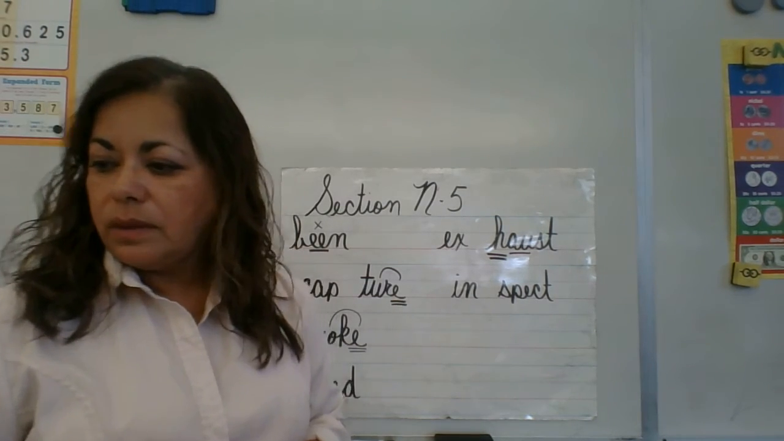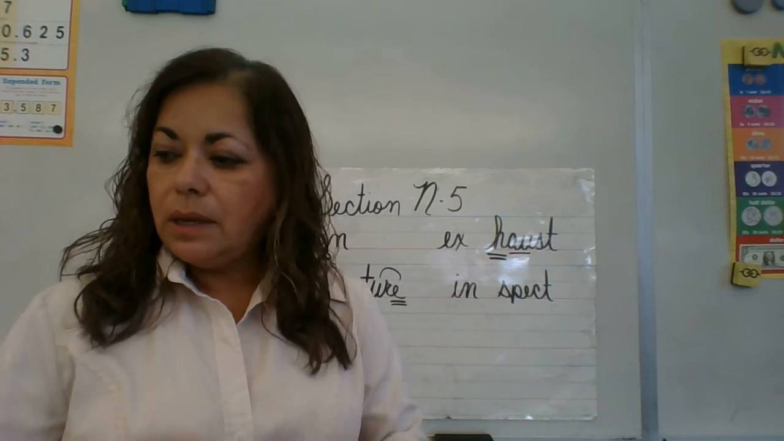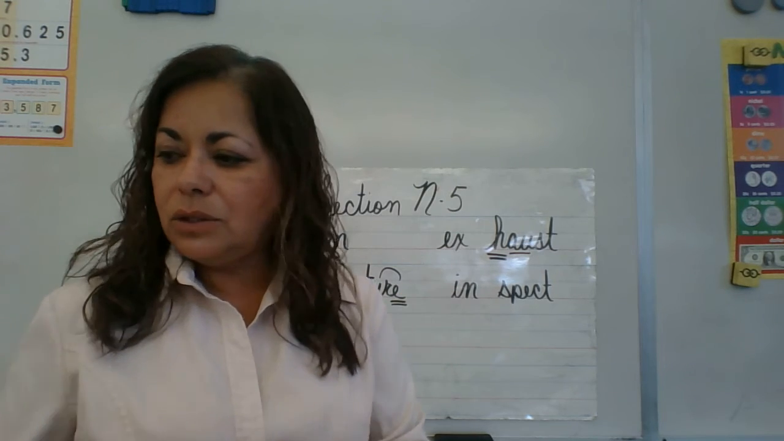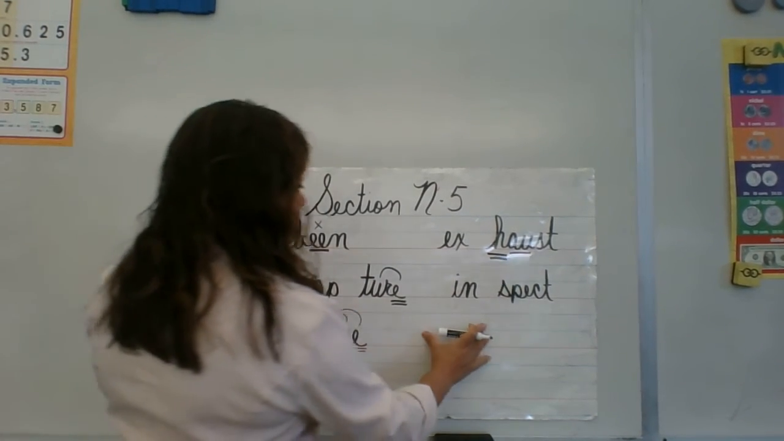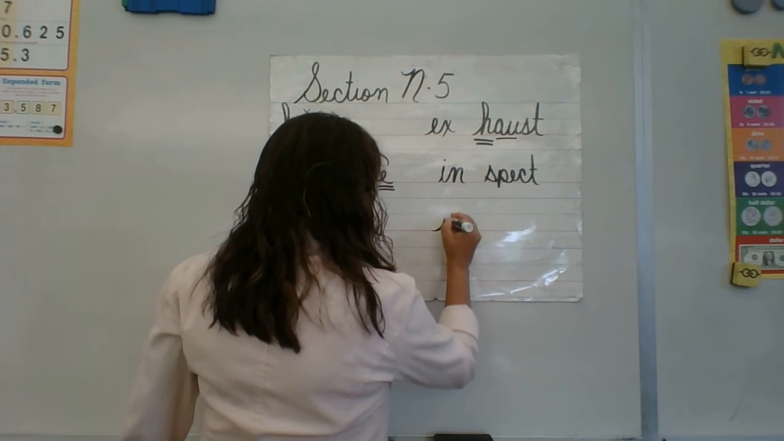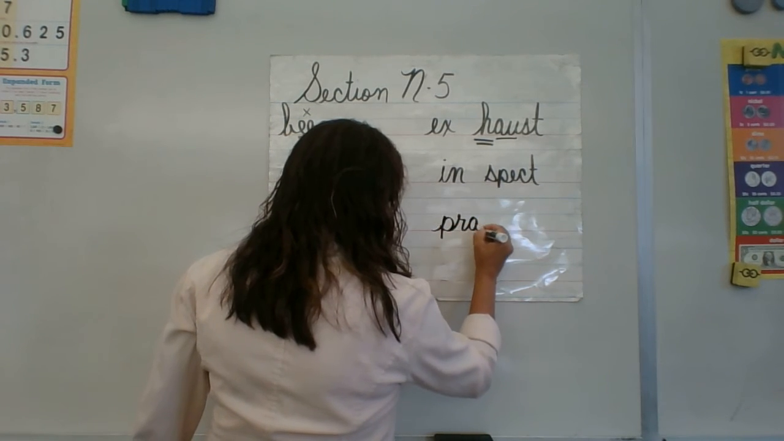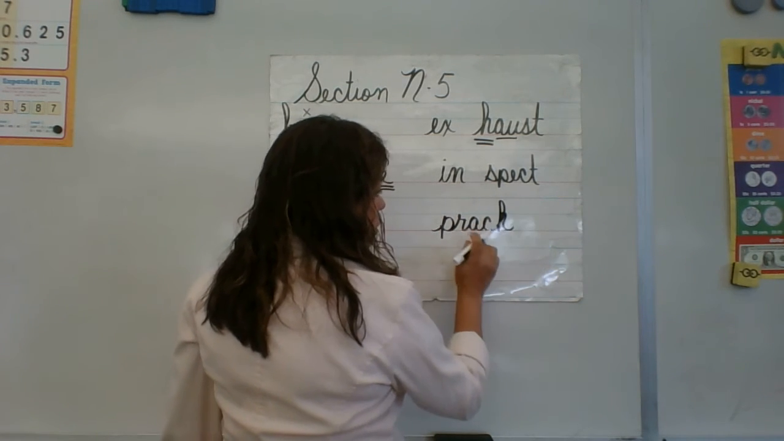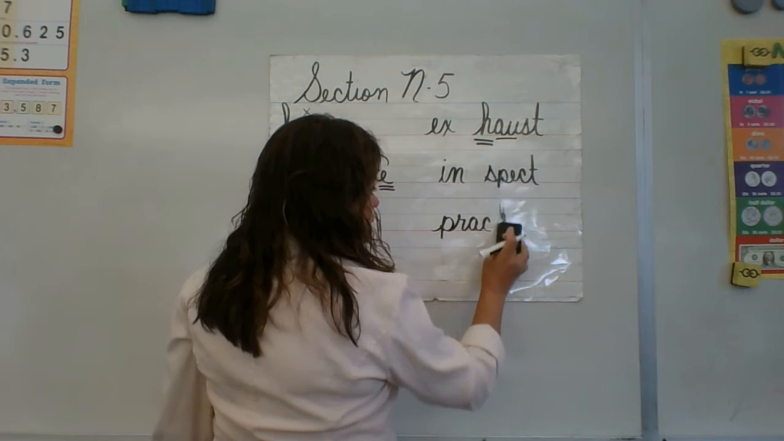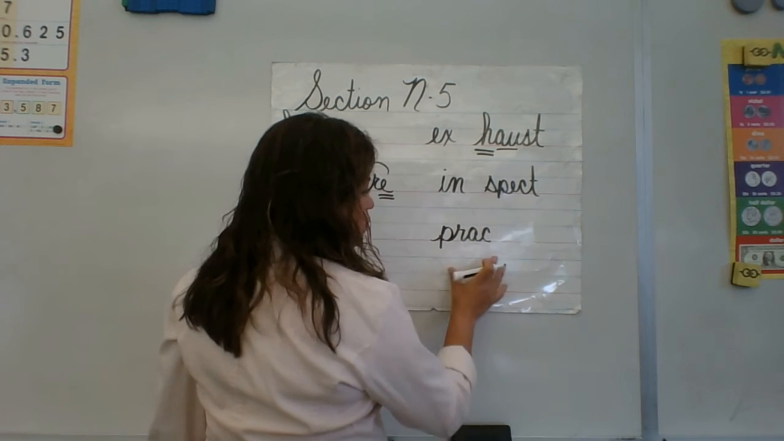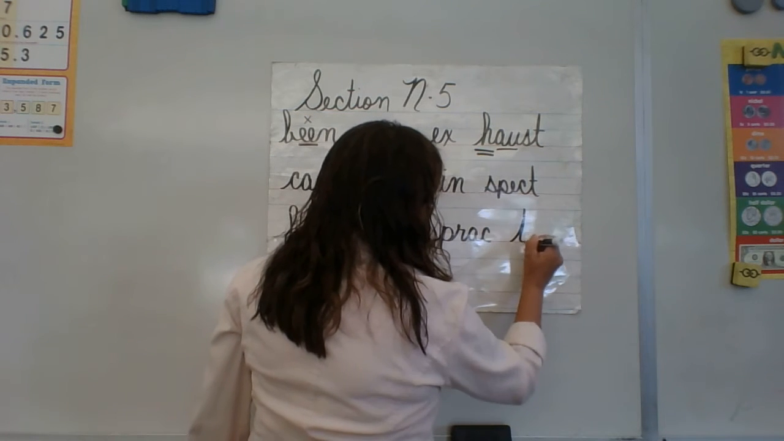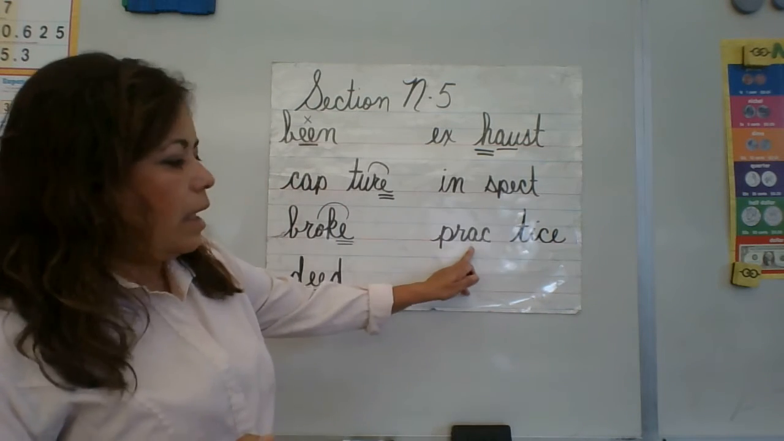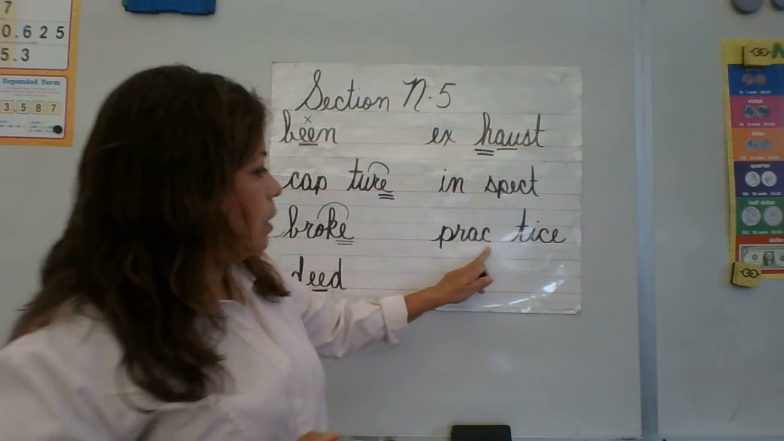Number 7. The word is practice. Practice. Two syllables: prac-tice. How do we know that we don't use this? We know because the vowel says its first sound, so we don't use it with the first sound. Prac. That is the first sound of A. We don't mark it.